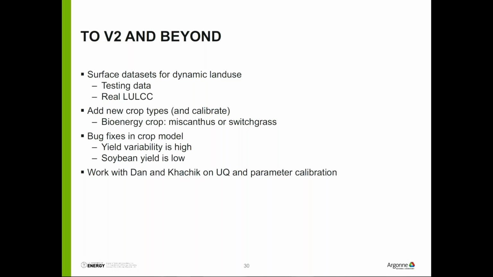The first target crop is going to be a bioenergy crop. And so I will probably do either miscanthus or switchgrass. And then from there, we'll start to add additional crops as well, or calibrate additional crops as well.